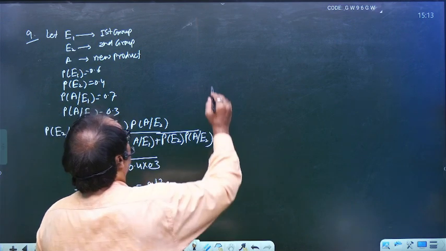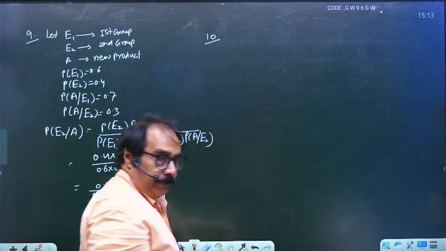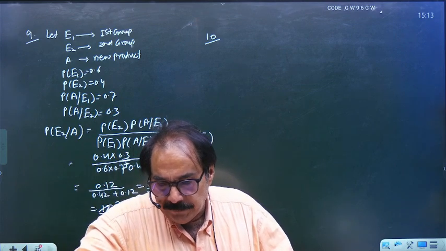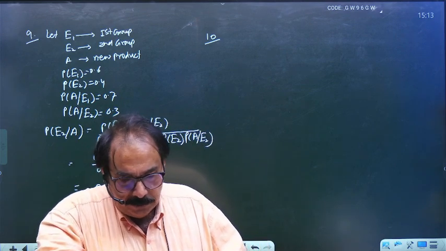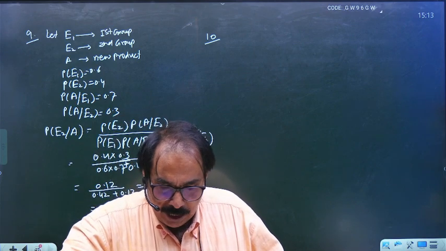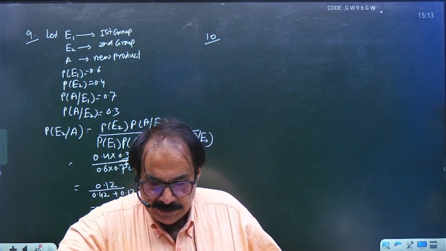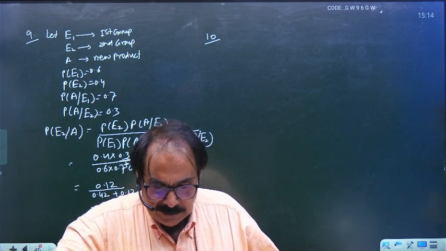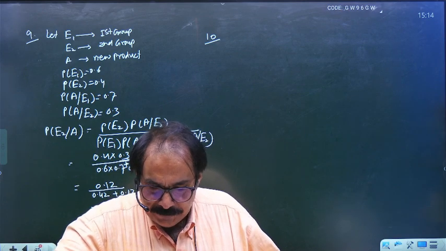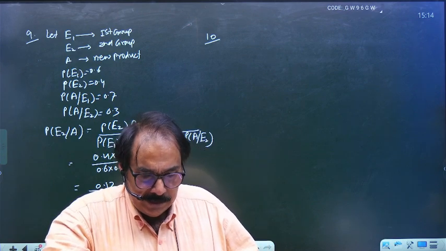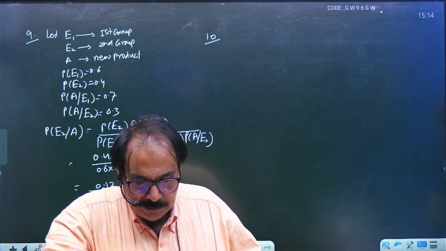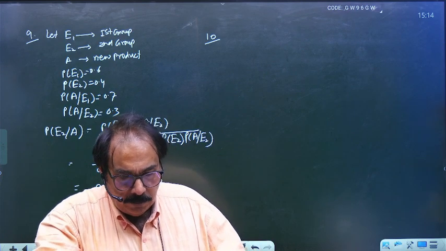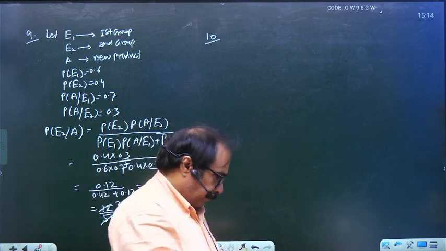Okay. And now the next question, coming to question number 10. Suppose a girl throws a die. If she gets 5 or 6, she tosses a coin 3 times and notes the number of heads. If she gets 1, 2, 3 or 4, she tosses a coin once and notes whether head or tail is obtained. If she obtained exactly one head, what is the probability that she threw 1, 2, 3 or 4 with the die? Okay.